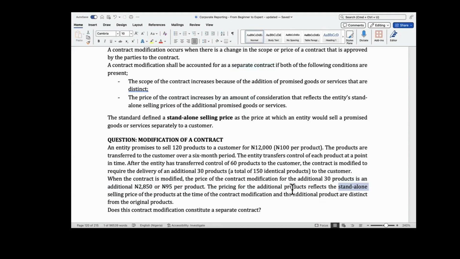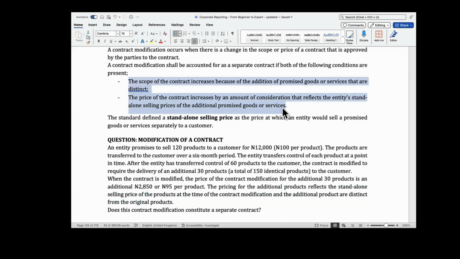And they also say the additional products are distinct from the original products. Don't forget, where the change in scope is because of additional promised goods or services that are distinct. So this question has already given us the two criteria that must be met. So does this modification constitute a separate contract? Yes, it meets these two criteria.